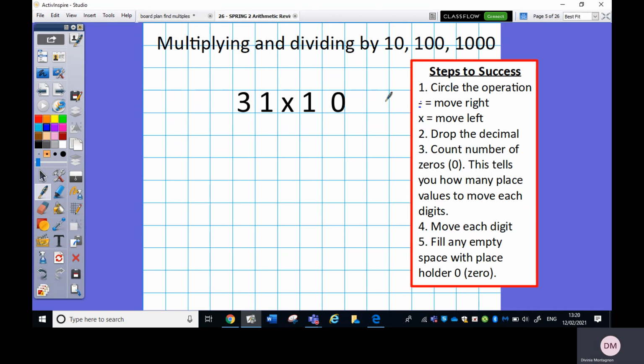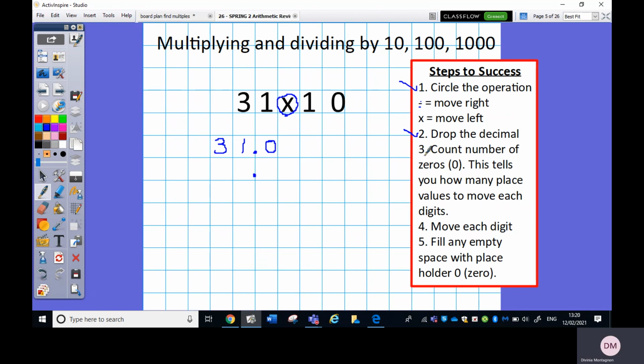Step number 1, circle the operation. Here we go. So I'm going to circle the operation. And number 2, drop the decimal. Now, this number doesn't have a decimal. If it does not have a decimal, then where would a decimal go? Can you tell me? Good, so we place it after the ones. So I'm going to place my decimal after the ones. Great, so I've dropped my decimal.